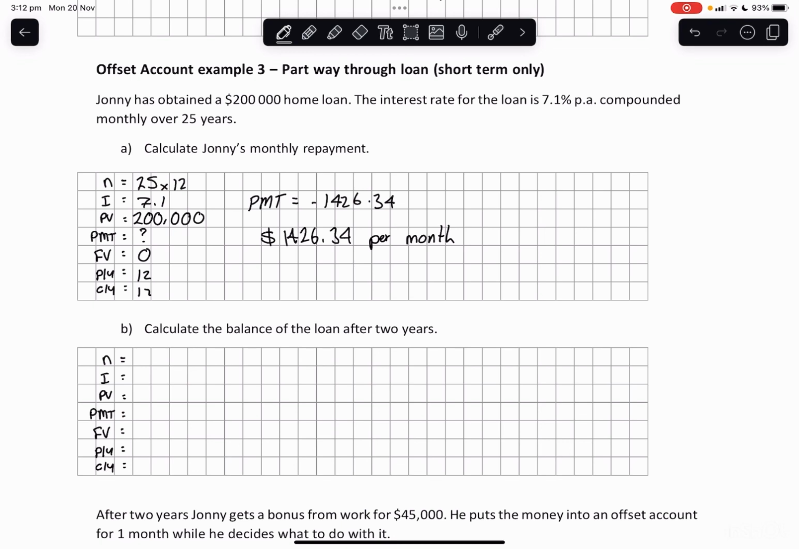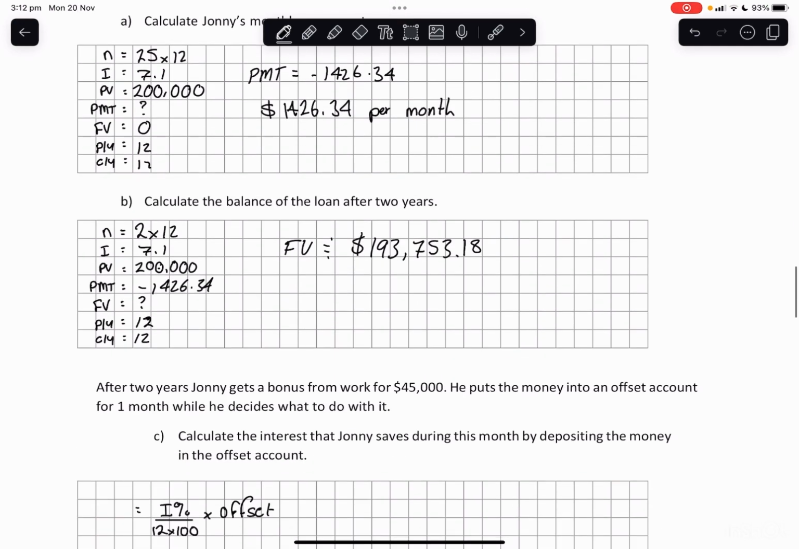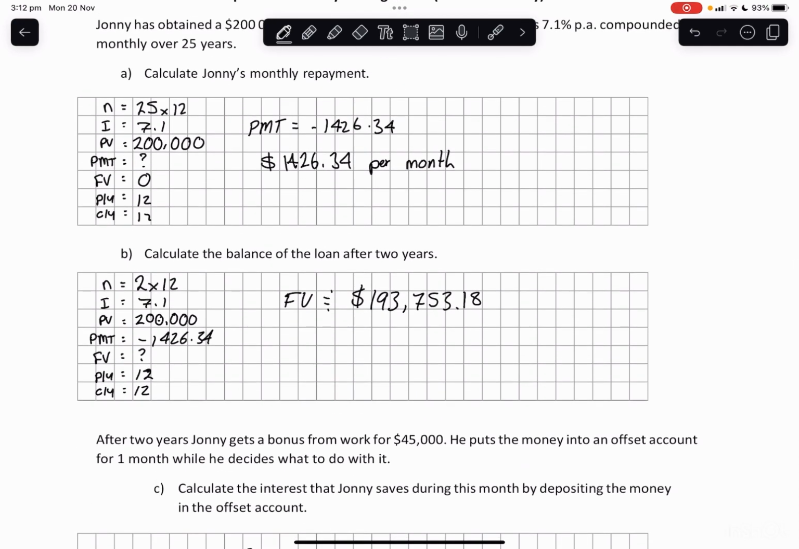So the next question, calculate the balance of the loan after 2 years. So 2 times 12, 7.1%, $200,000. We've got minus 1426.34 from the question above. We want to calculate the future value and we are still working in months. So my future value is approximately $193,753.18. So that is my balance after 2 years.